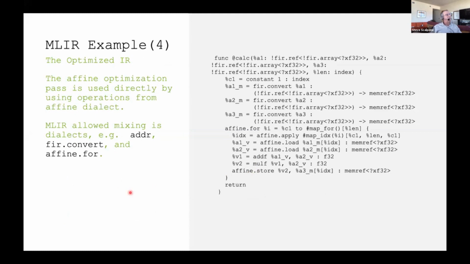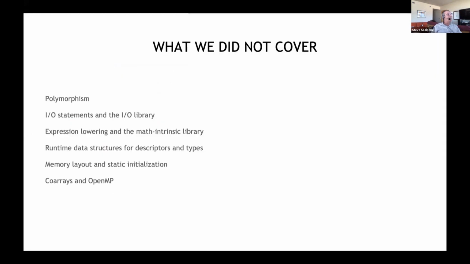One thing to point out here with MLIR is that you can mix, like I said, the various kinds of operators. So here's an affine for from the affine dialect. Here's some FIR converts from the FIR dialect. And then the addf and the mulf, they're from the MLIR standard base dialect. All right, well, this went a lot faster than it went in practice, so that's great.